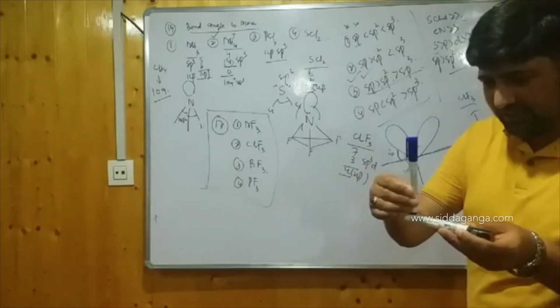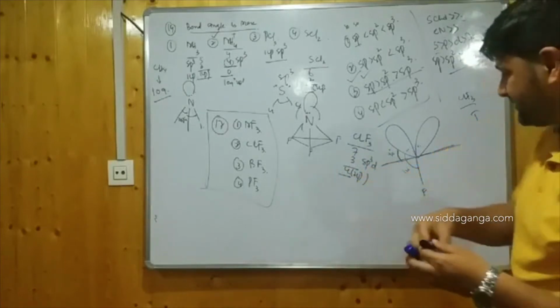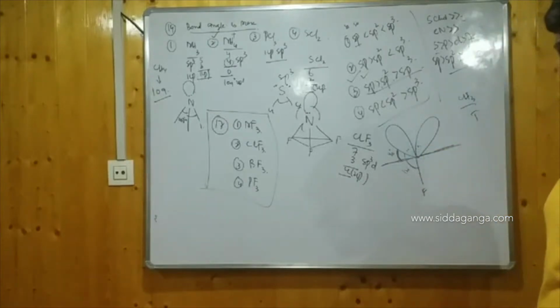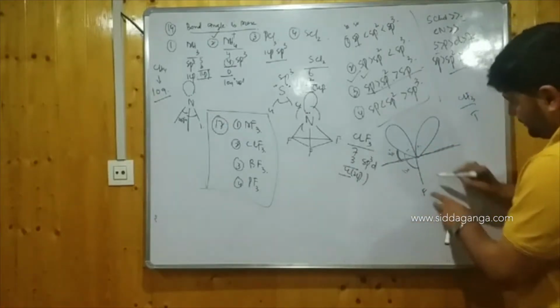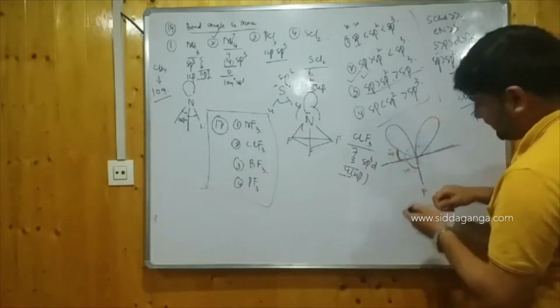So what is the angle here? 90 degrees. You got one lone pair here, one lone pair here. What's the angle here? 120 degrees. So this angle is what degrees? 90 degrees. This angle is what degrees? 120 degrees. Clear or not? Now tell me, this is what position? Equatorial.